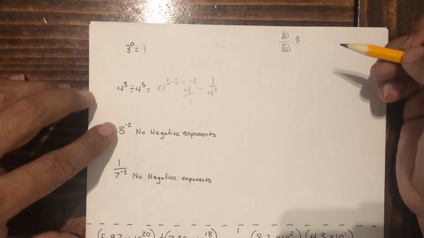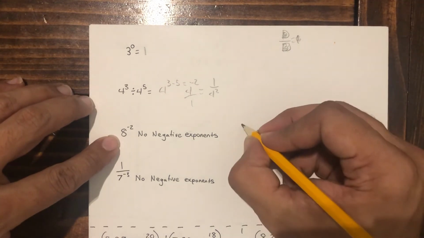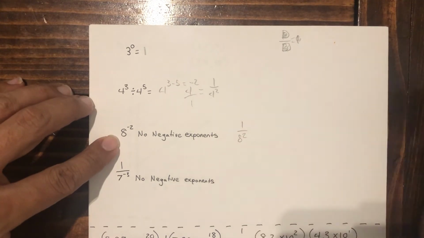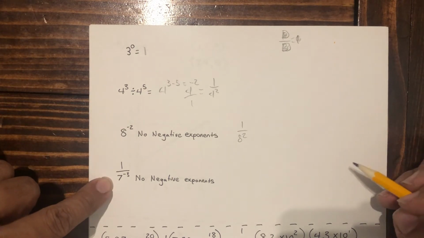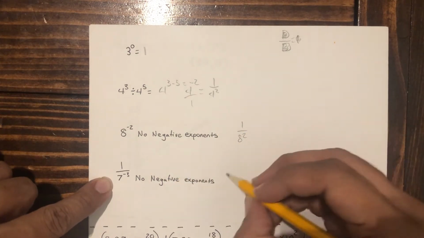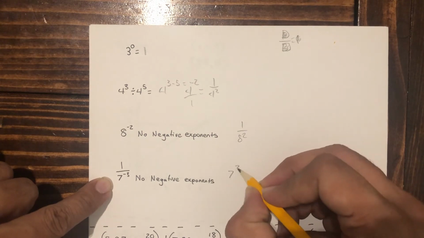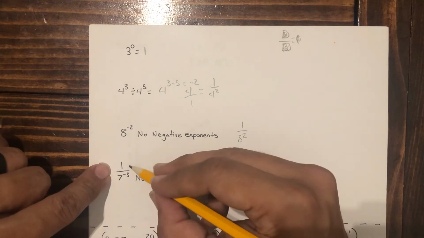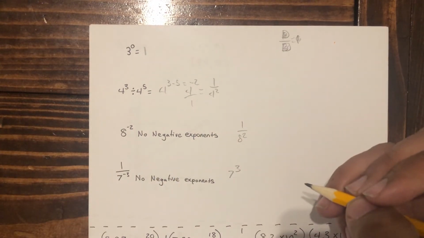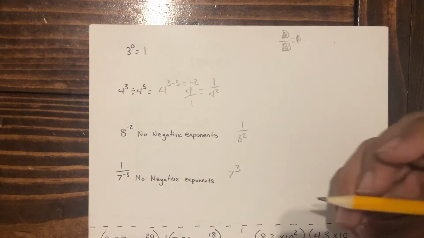So here, if I wanted to write this with no negatives, I would just write 1 over 8 to the second power. If I wanted to write this with no negatives, all I would do is shift it to the top of the fraction. So it would be 7 to the power of 3. And there's only a 1 left down here. When you move something from a fraction, it becomes a 1. Okay? All right, next one.